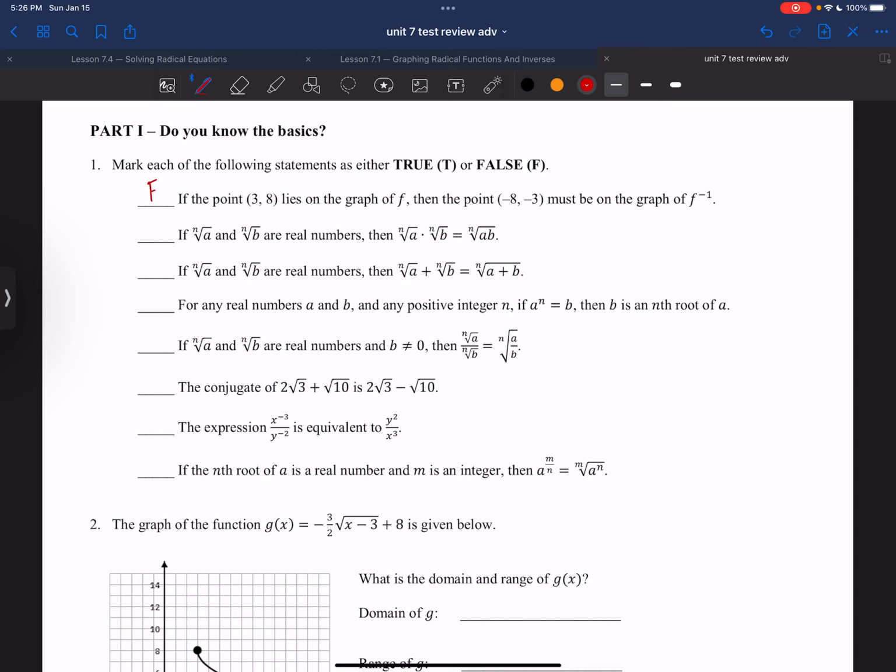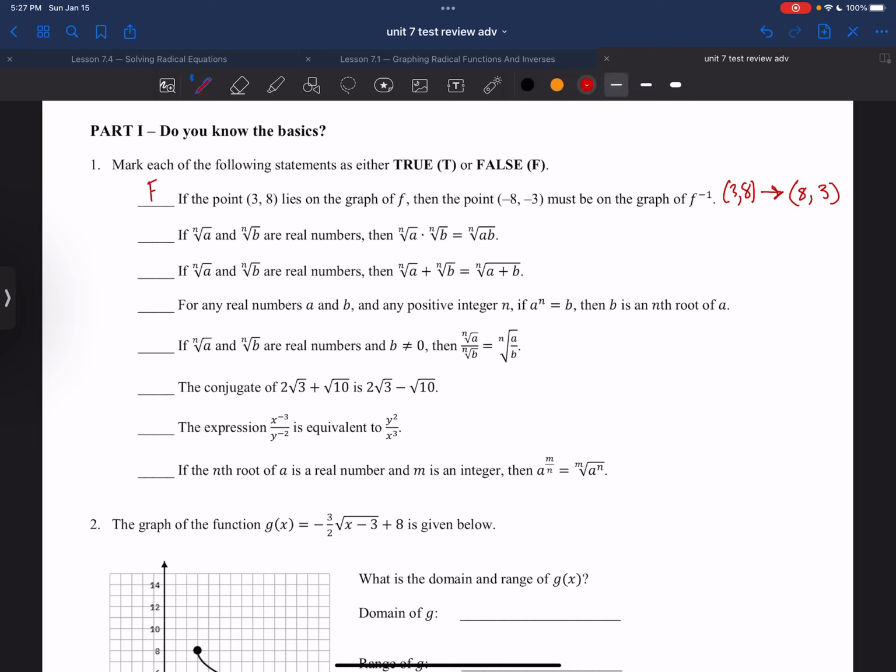It could be true, and I didn't do a true, false, or sometimes true, whatever. The reason being, (3, 8) does not tell us that (-8, -3) is on the graph. You see, when we look at the inverse of a point (x, y), the inverse of that becomes (y, x). So, if I have the point (3, 8), the point that would be guaranteed to be on the graph of f inverse would be (8, 3). I do not put negative signs here. I simply swap the x and y.